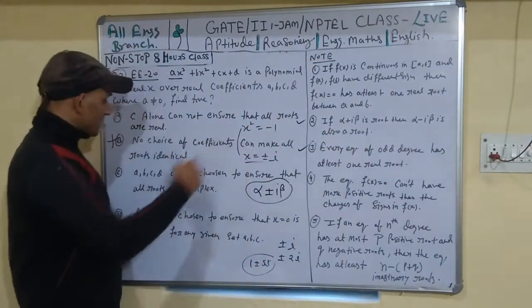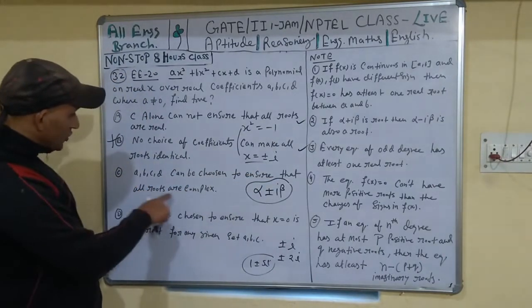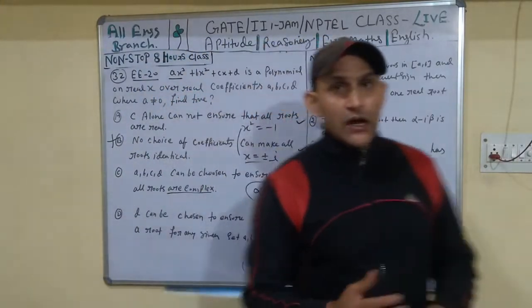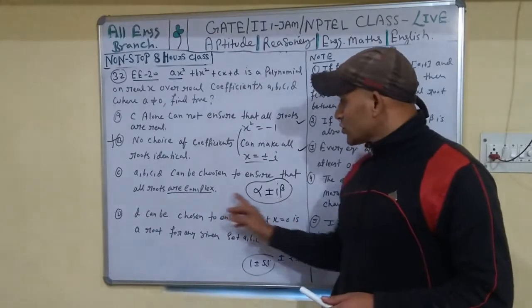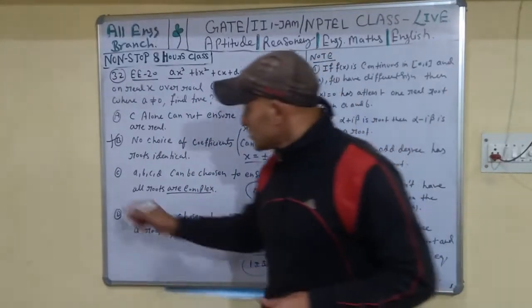Okay, so this is a wrong answer. And the second one: A, B, C, D can be chosen to ensure that all the roots are complex. It is impossible. Why? Because complex roots come in pairs. There are a total of 3 roots, so all roots cannot be complex. So this is also wrong.